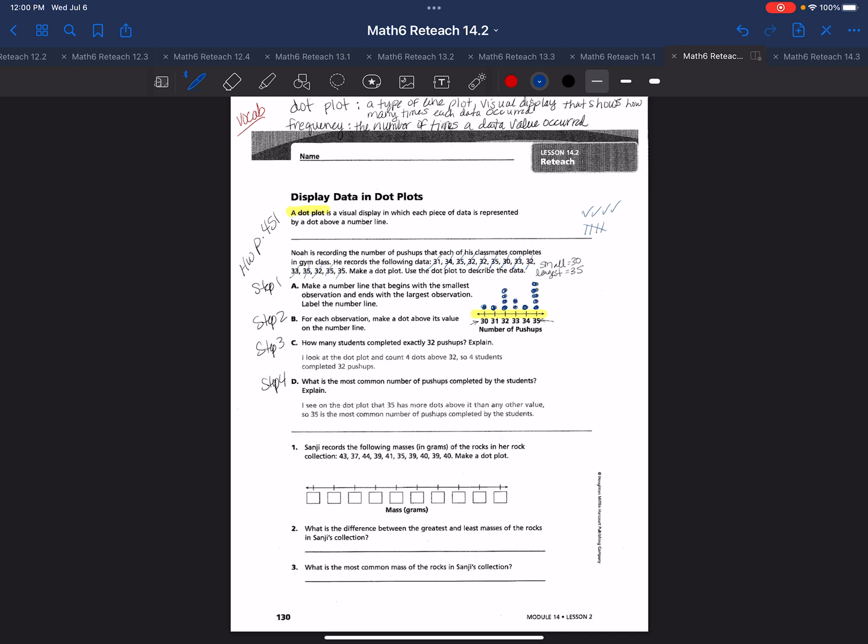Step 3 is how many students complete exactly 32 push-ups. So when I'm looking for that, I look at 32 on the number line and I look up. So I look at the dot and count 4 dots above 32. So 4 students complete 32 push-ups.